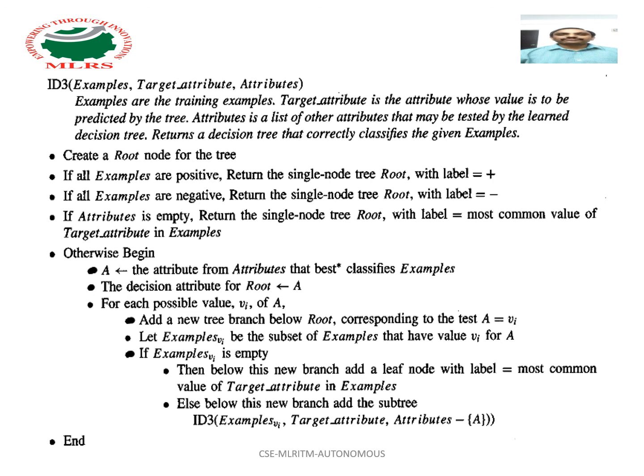What is the process we have to follow? First, we have to calculate the entropy. After that, we have to calculate the information gain. The attribute which has the maximum information gain is the one to be selected as the root node. Later, for the descendant nodes also, we have to follow the same process.